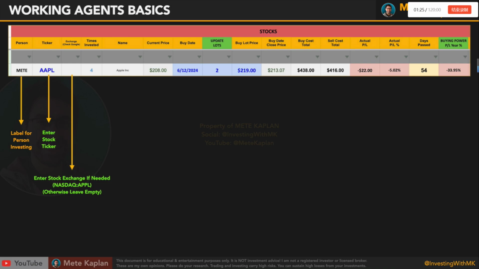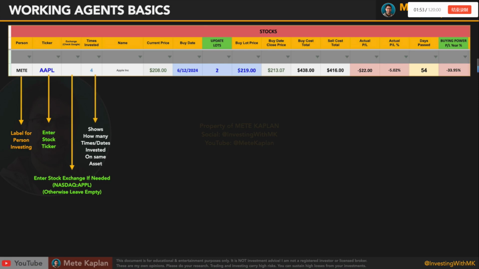Next is the exchange name. Generally, you can leave this empty, but sometimes stock tickers clash with each other between countries. Imagine AAPL means Apple in the United States, and AAPL could mean a telecommunication stock in India. In that case, you must also supply the exchange name. You can find the exchange names on the Google Finance Services website.